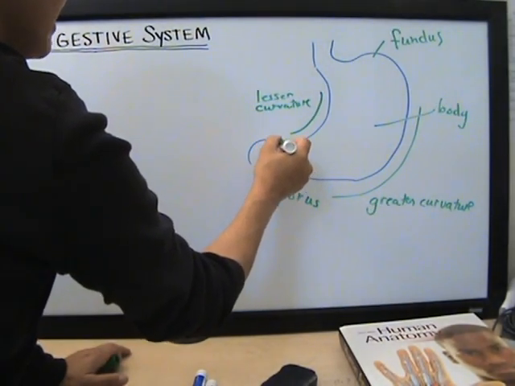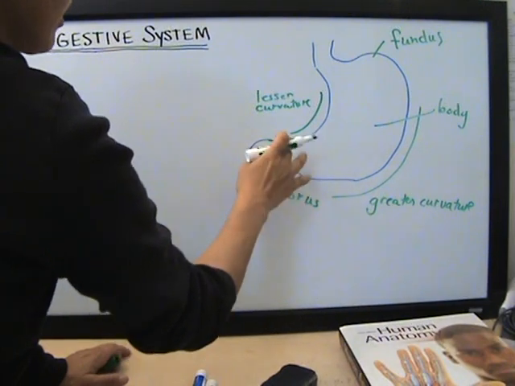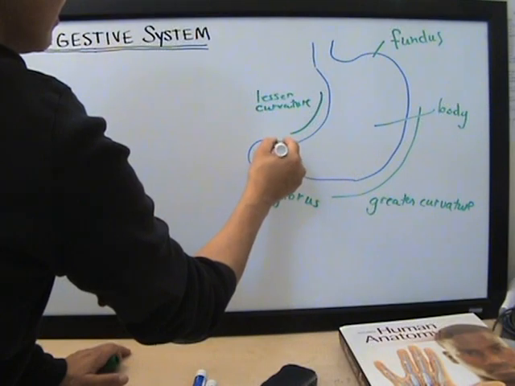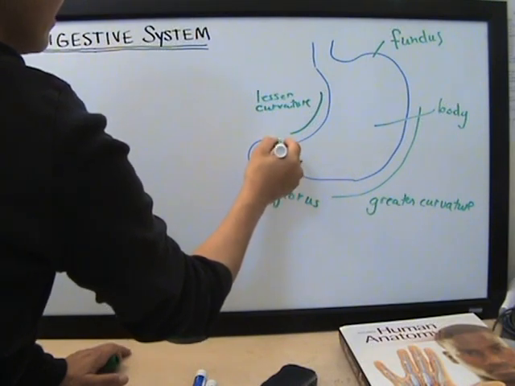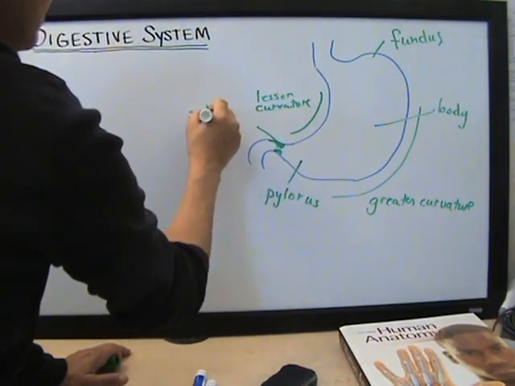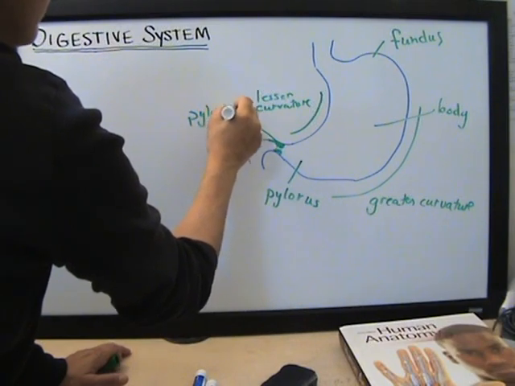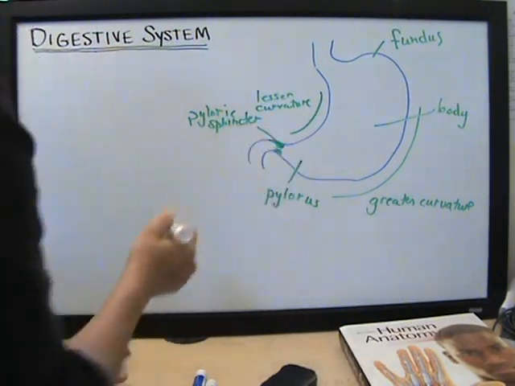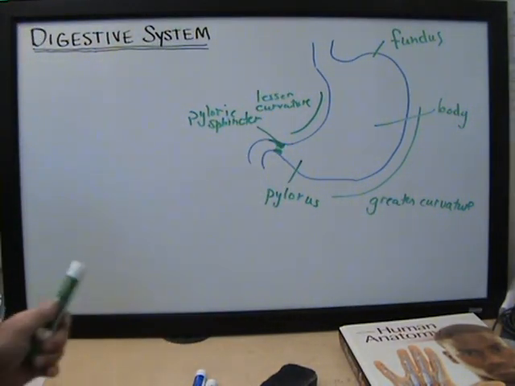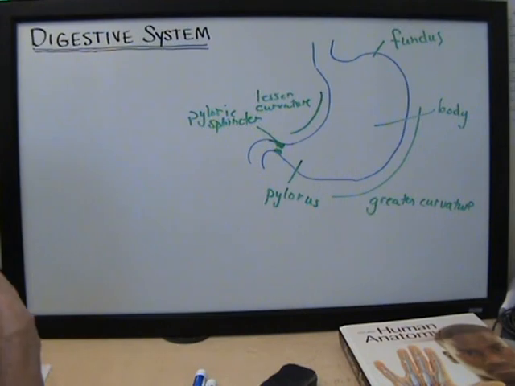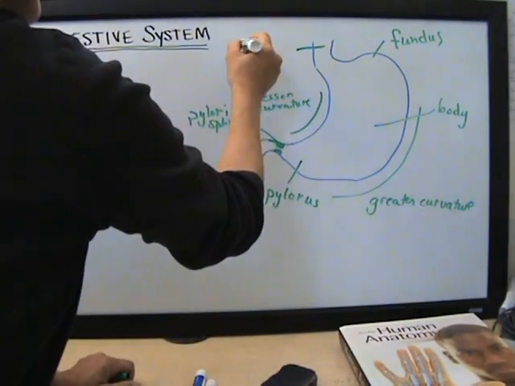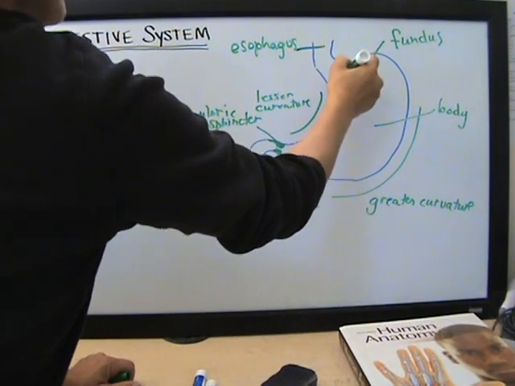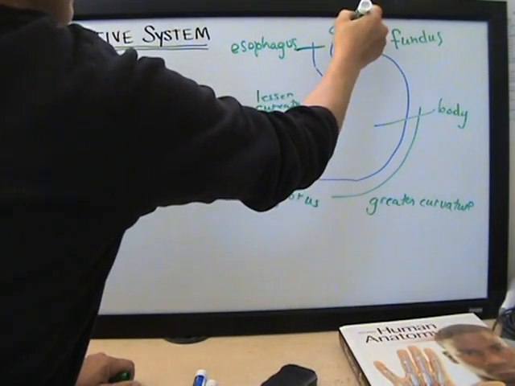A sphincter is a circular ring of muscle. So this part is the pyloric sphincter, which helps to regulate the passage of material on. Of course, this is the esophagus. And this area here is called the cardia.